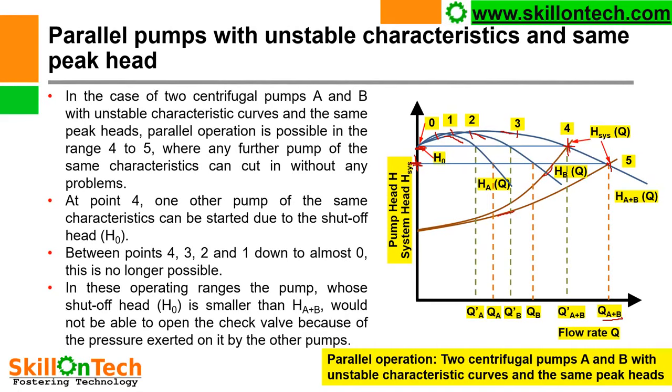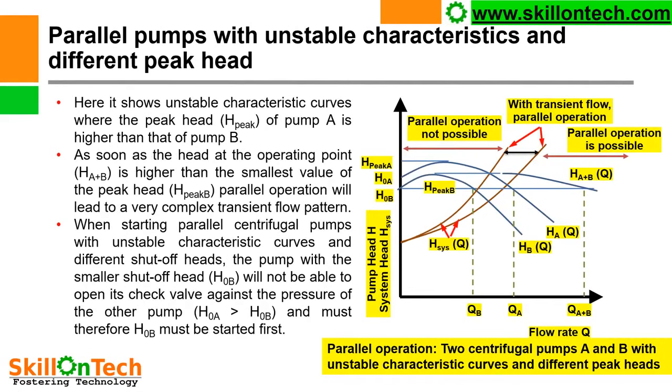Parallel pumps with unstable characteristics and different peak heads. Here you can see in this picture that two pumps are under operation, pump A and pump B. The peak head of pump A is here, and pump B is here. This is the shut-off head of pump B and this is the shut-off head of pump A.